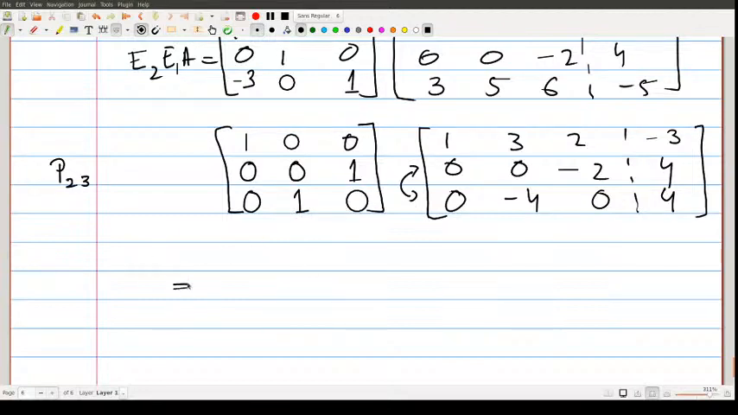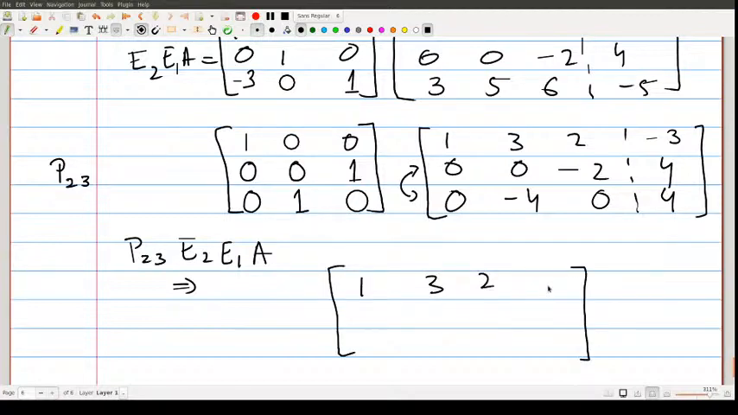And so this matrix multiplication, this P23 times E2 times E1 times A, will give me this matrix which has 1 3 2 minus 3 here, and then it will swap the rows 2 and 3. So I'll get 0 minus 4 0 4 here, and then 0 0 minus 2 4, right? And so that's the permutation matrix which swaps the rows that we want.